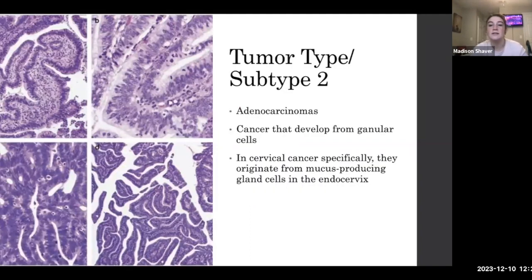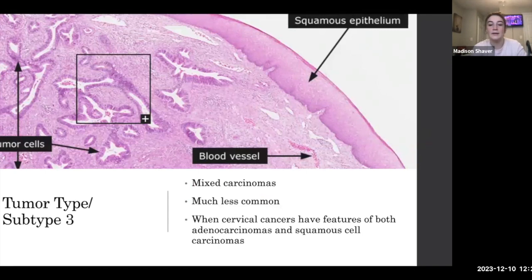The second type is an adenocarcinoma, a cancer that develops from glandular cells. In cervical cancer specifically, they originate from mucus-producing gland cells in the endocervix. And then the last type, type 3, is when there are features of both adenocarcinomas and squamous cell carcinomas. When both are present, it's much less common, almost rare, but these are called mixed carcinomas.